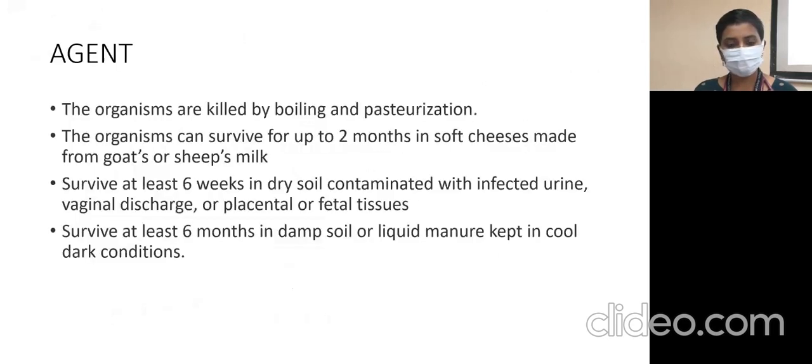Coming to the agent, Brucella, there are usually 3 main forms that infect human beings: Brucella melitensis, canis, and abortus. The organism is usually killed by boiling and pasteurization, but it can survive up to 2 months in cheese made from goat or sheep's milk, and at least 6 weeks in dry soil contaminated with infected urine, vaginal discharge, or placental or fetal tissues. They can survive 6 months in damp soil or liquid manure kept in cool, dark conditions.